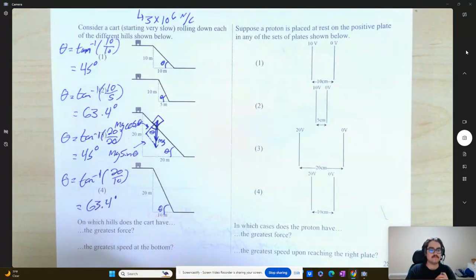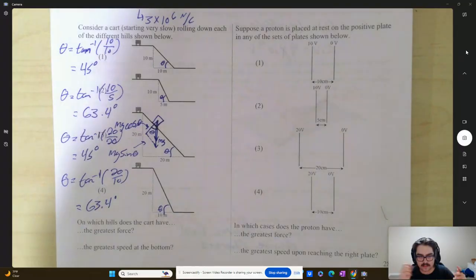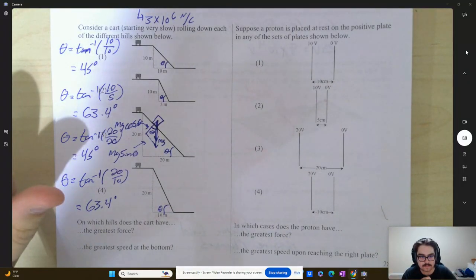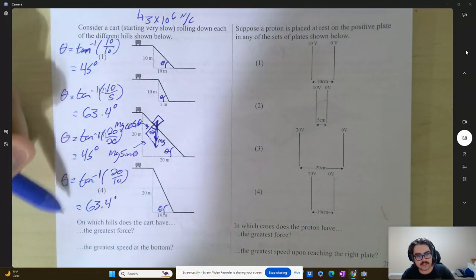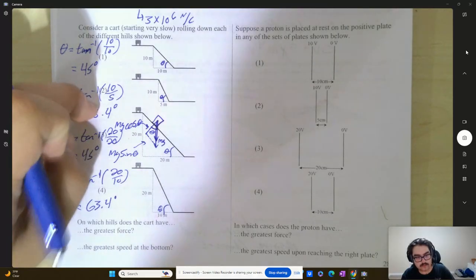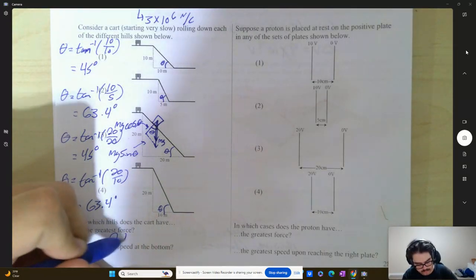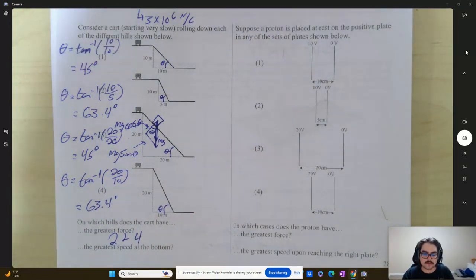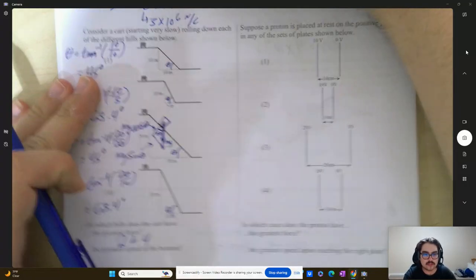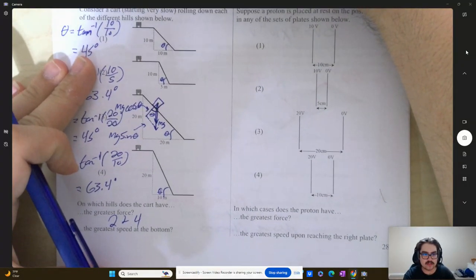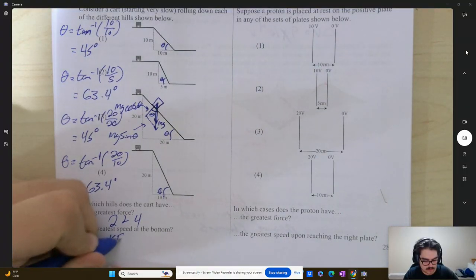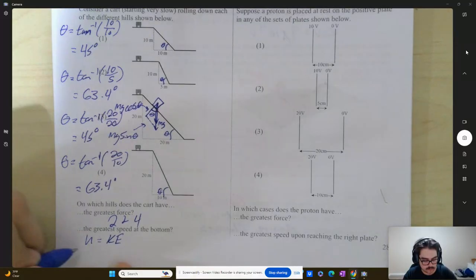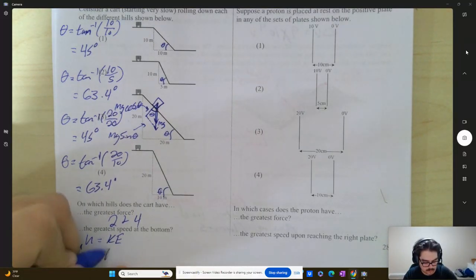So the greater the theta, the greater the force. Therefore, we want to look at the ones that have the greatest theta. That's going to be number 2 and number 4. So we'd say 2 and 4 have the greatest force. Which one's going to have the greatest speed at the bottom? Well, you should know that by conservation of energy, U equals KE. So U at the top equals the KE at the bottom.